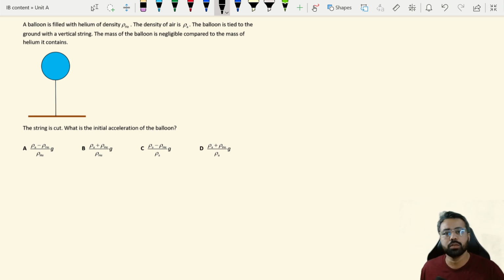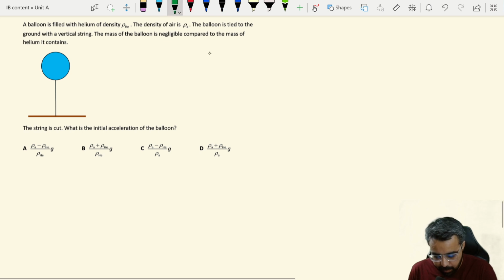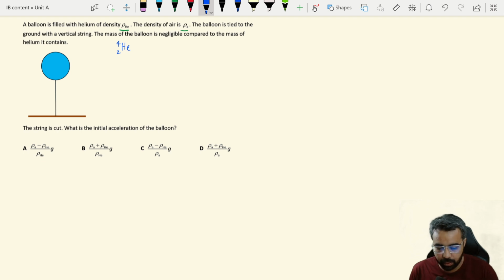You can see a balloon that is tied with a string. The gas filled in the balloon is helium, all right? And you know the density of helium is always less than the density of air. And what is the reason? Because helium is a lighter gas than the air.